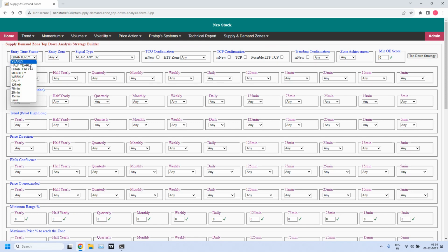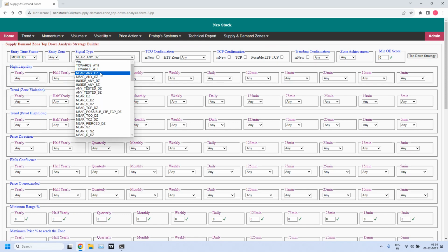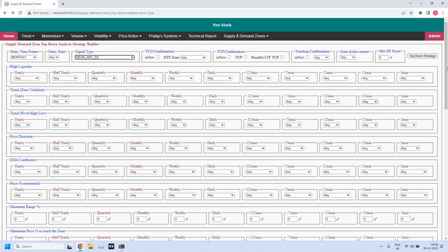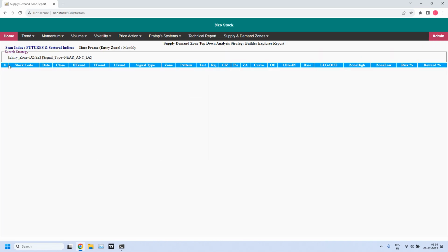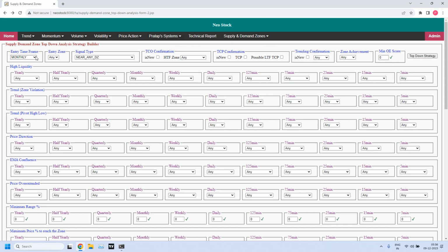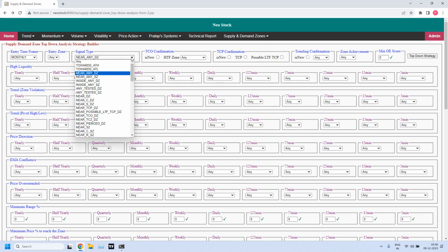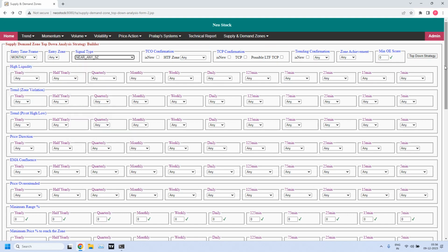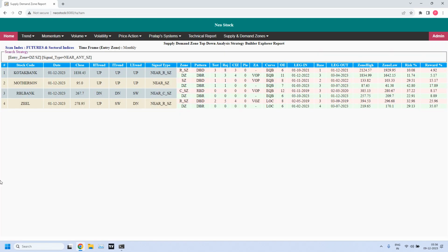So let's go back. Now let us generate stocks near demand and supply zones for monthly time frame. So entry time frame is monthly. Let us find the stocks near monthly demand zone. No stocks are identified. For monthly time frame, let us find the stocks near monthly supply zone. So 4 stocks are filtered.